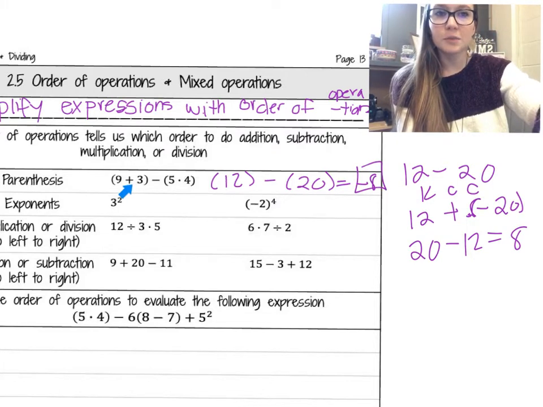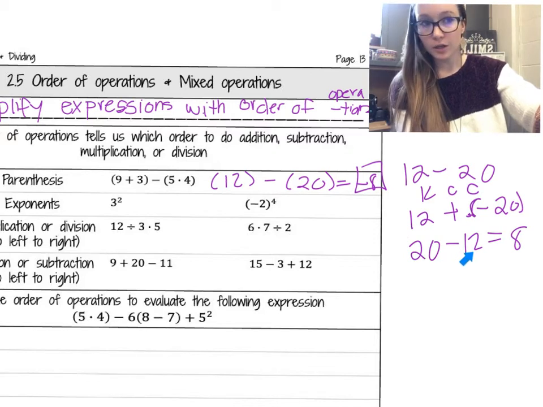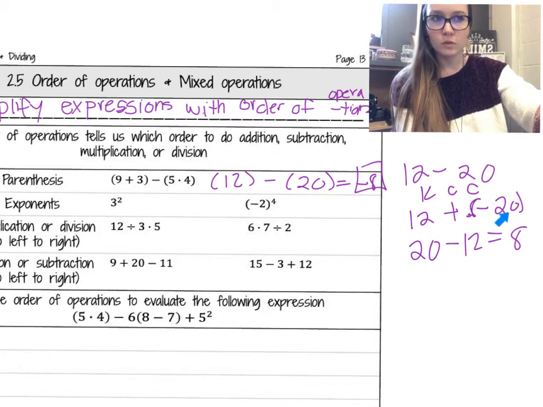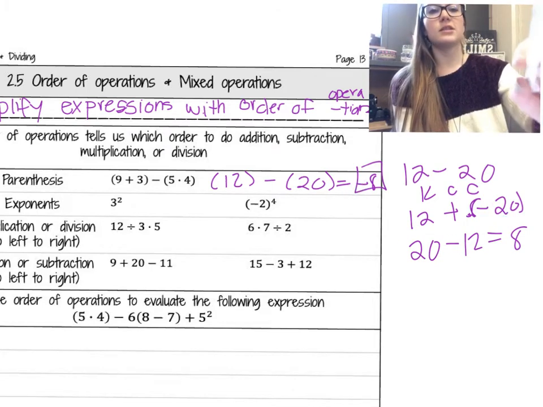So just do what's in the parentheses. We did 9 plus 3, minus 5 times 4 is 20, so 12 minus 20. I changed it from subtraction to addition. They were different signs, so we take the bigger number minus the smaller number, which is 8. Then you keep the sign of the bigger number, which was negative, so negative 8.